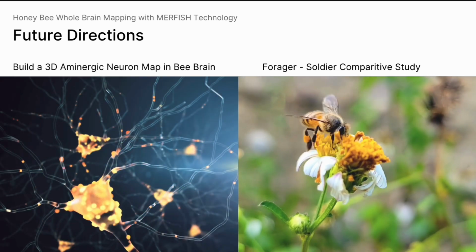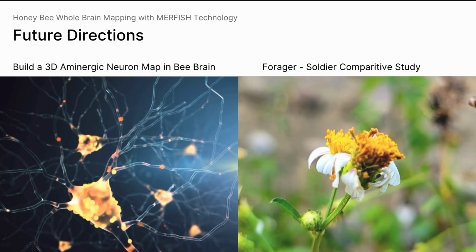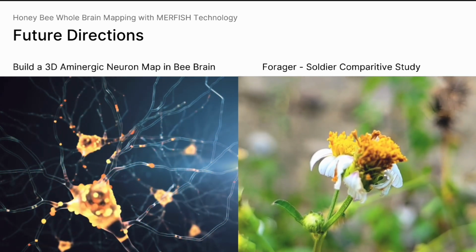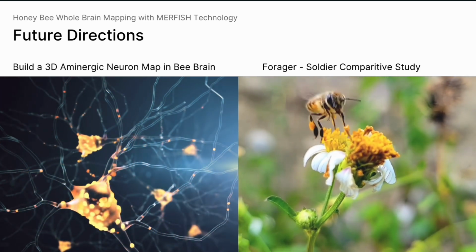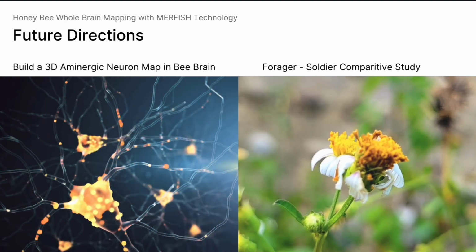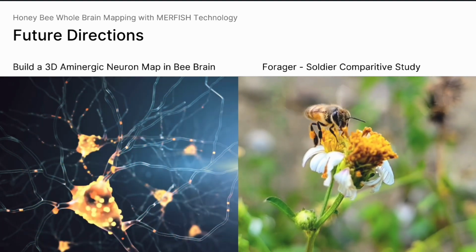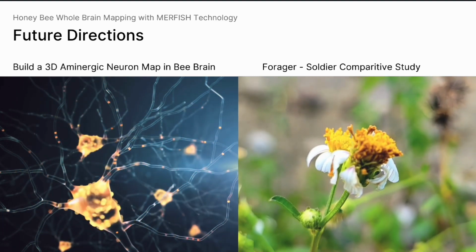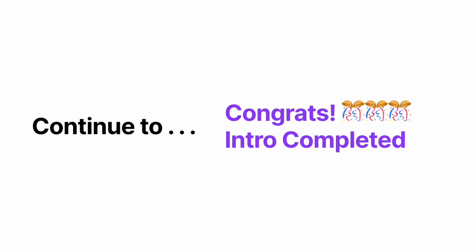Looking ahead, we're working on building a full 3D aminergic neuron atlas, a detailed map of neurons that use neurotransmitters like dopamine, serotonin, and octopamine across the entire honeybee brain. With this atlas, we'll be able to compare the brains of forager and soldier bees in unprecedented detail, looking at both their spatial organization and their molecular identities. Our goal is to understand how dynamic changes in RNA expression within these aminergic circuits contribute to the regulation of social behaviors, from foraging patterns to defensive responses within the honeybee colony.